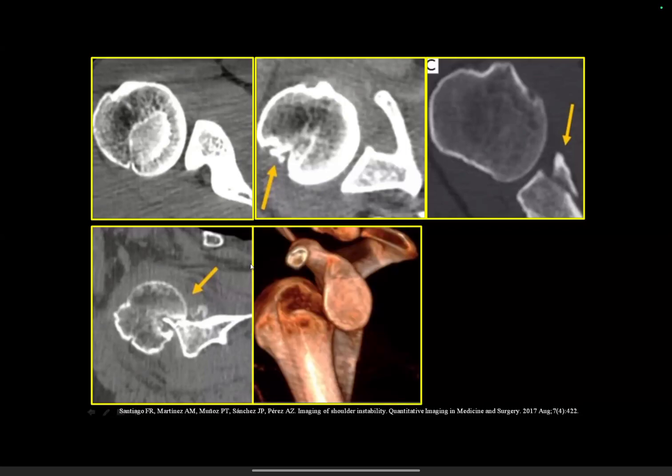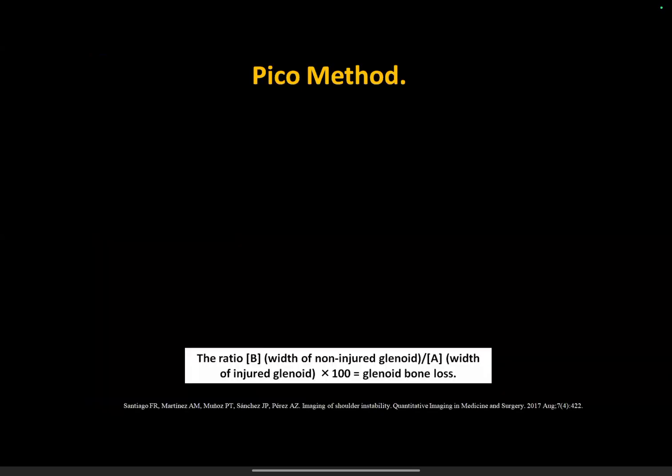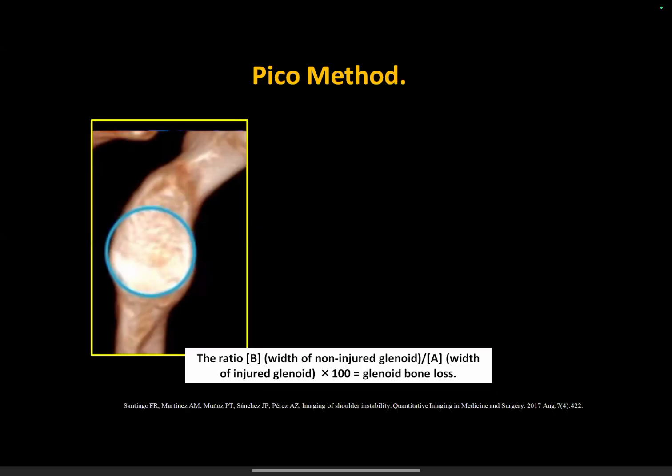As you can see on a 3D representation of the CT. And this is an example of a posterior dislocation as seen on the cross-sectional imaging. All right. The PICO method is good to evaluate or understand the amount of bony loss.